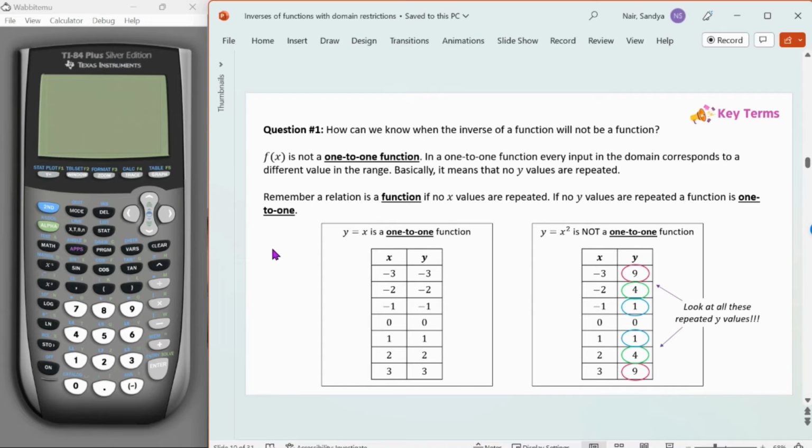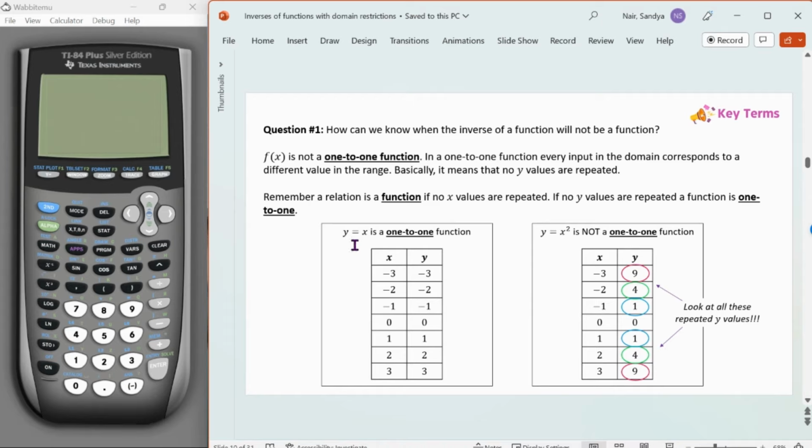In a one-to-one function, every input in the domain has a different value in the range corresponding to it. So basically what that means is that no y value is repeated. Okay, and that's something that we haven't really talked about because remember, when we're trying to determine if something is a function, we say, okay, well, look at x, and if no x is repeated, then it is a function, right? But if no y values are repeated, then we say the function is one-to-one.